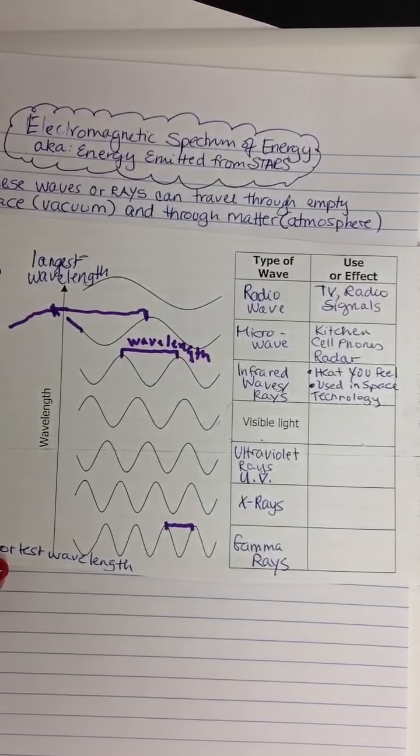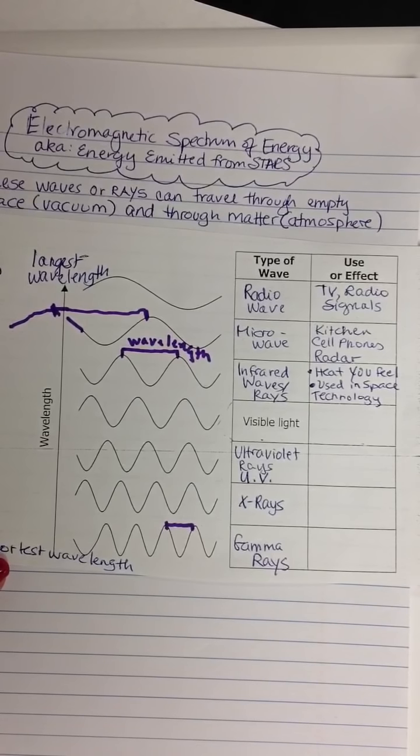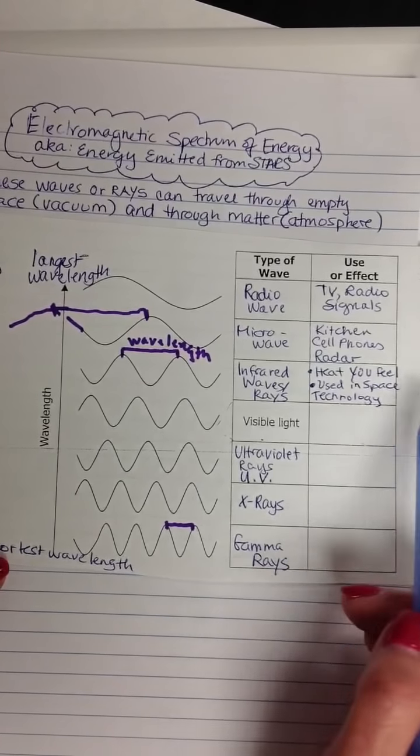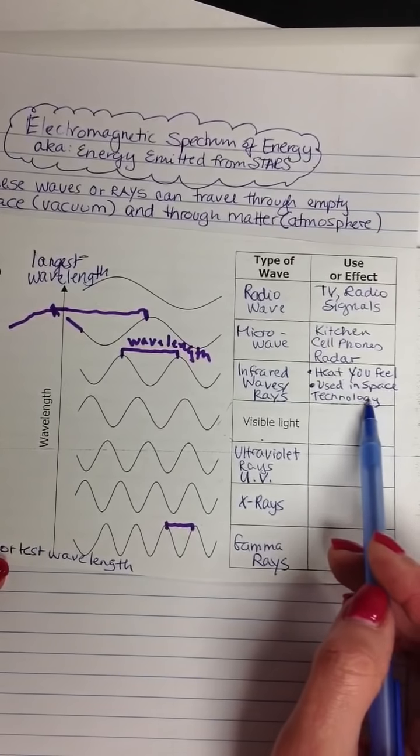Some of you might be familiar with the infrared lamps, the heating lamps that can warm your skin. Some of you might be familiar with the infrared lights to hunt with. So there's different things that we use infrared for.